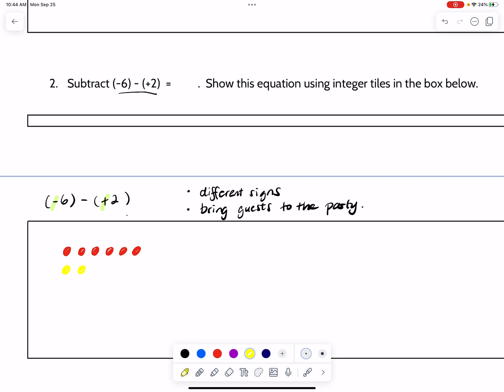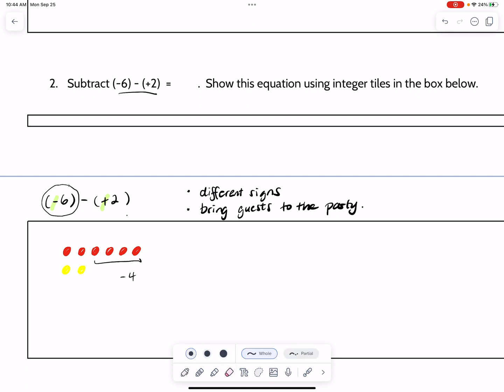But remember, because of 0 pairs, you've actually changed the value of what this represents. Now, don't draw anything here. I just want to show you. Right now, this is actually showing -4 because you've brought in those +2 yellow tiles. Now, I want you to think to yourself, what do I need to do so that I am keeping the value of -6, because that's what I want to start off subtracting from.